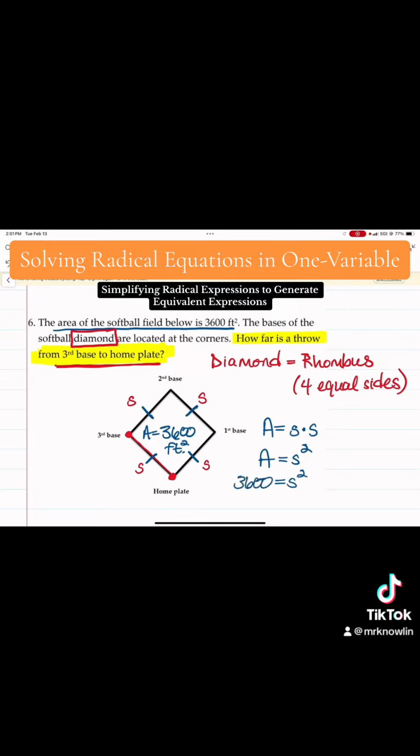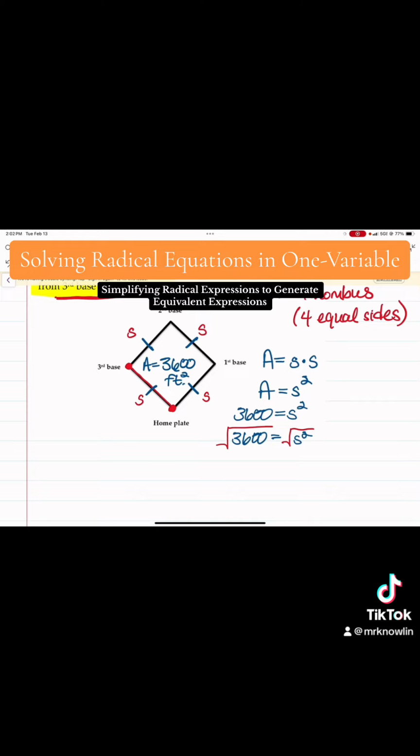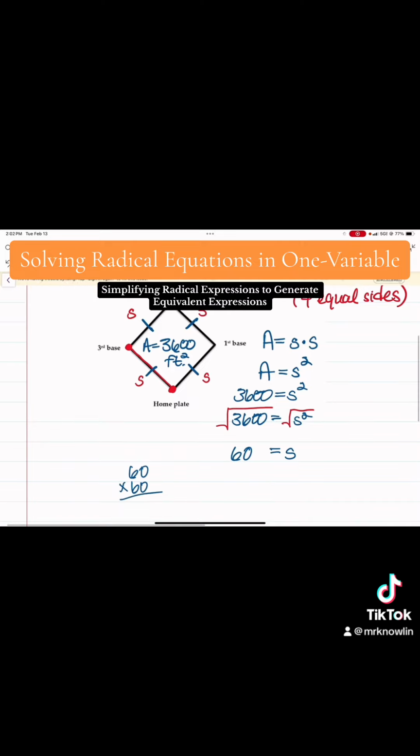Now, in order to solve this, to get S by itself, we're going to have to take the square root of both sides, because that's how you cancel out the exponent 2. So S squared is going to become S, and the square root of 3,600 would be 60. Why? Because 60 times 60, if you do the work, is equal to 3,600. So the square root of 3,600 is 60.